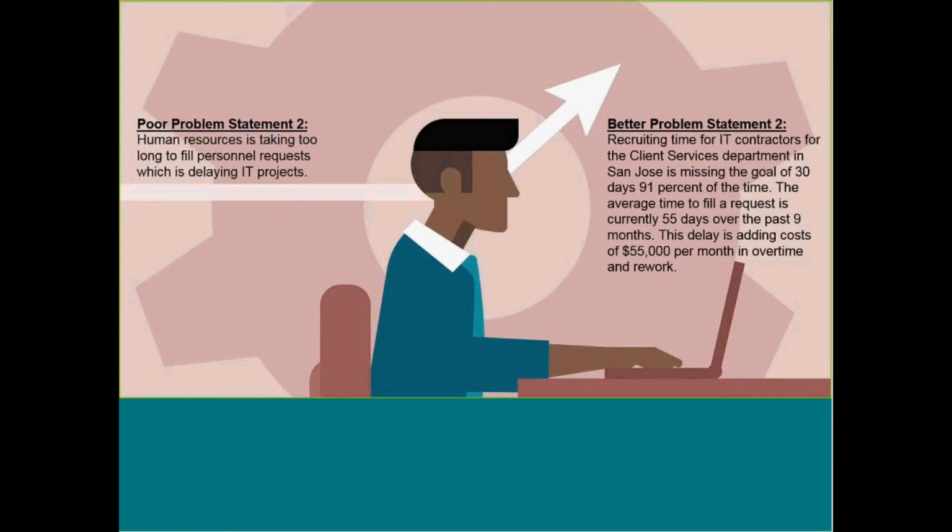And again, if this conversation in your team meeting goes off on a tangent here, and you're not talking about IT contractors, or you're not talking about San Jose, or you're not talking about the turnaround time to staff someone, you can just pull out the problem statement that everyone on the team agreed on and say, is what we are talking about right now directly related to our problem statement?